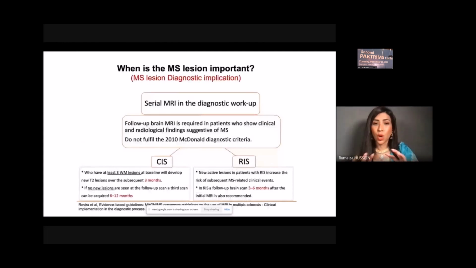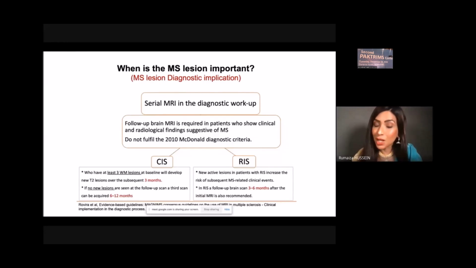What are those diagnostic implications with the MRI itself? Now, generally, we should all know that a serial MRI in the diagnostic workup will help a lot and have a lot of value. In terms of radiologically isolated syndrome, for instance, new active lesions in patients with radiologically isolated syndrome increase the risk of a subsequent MS clinical event.